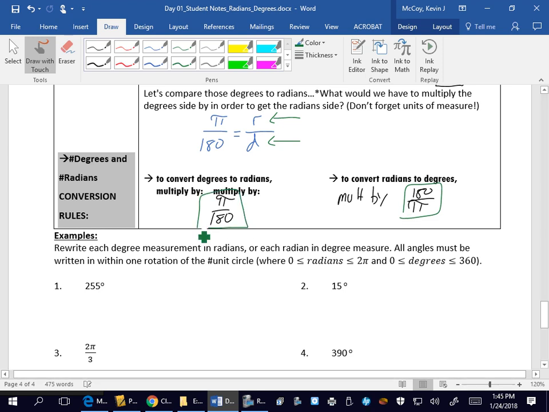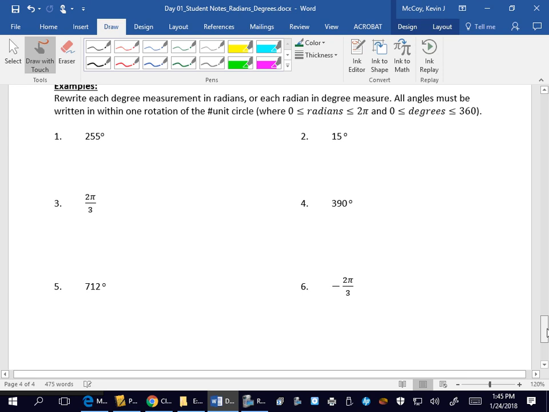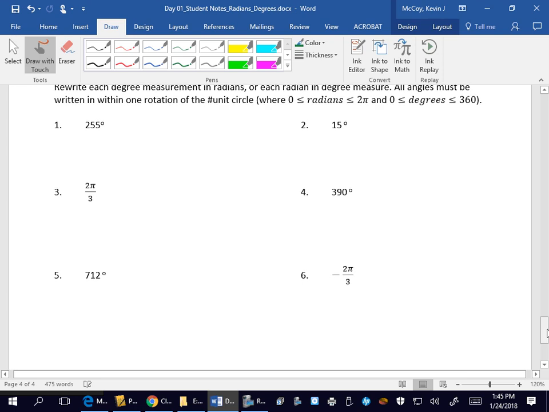So let me show you what I mean. Let's do the example down here at the bottom, number 1. They gave me a degree. So the first thing I'm going to write is my proportion that pi over 180 is the same as the radian over the degree. They gave me the degree. I'm going to plug that in for d, and then I'm going to cross multiply and divide. So I'm going to set this up as pi over 180 equals the radian, that's what I'm looking for, over 255.